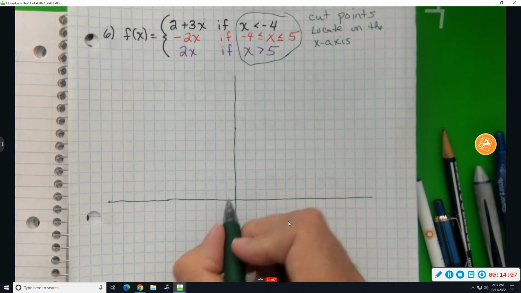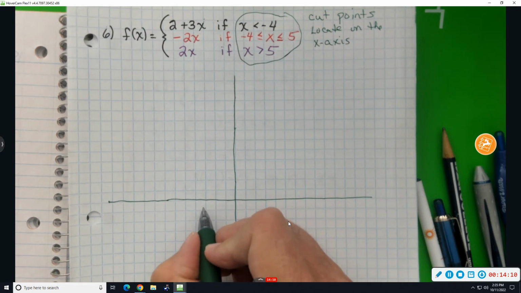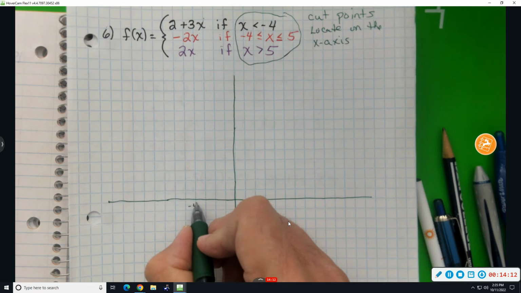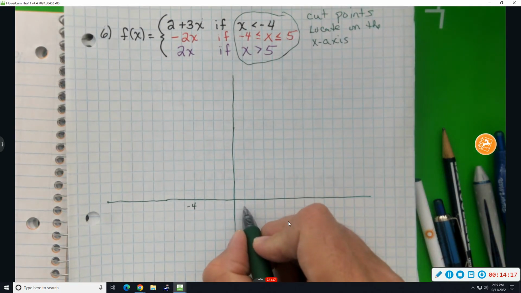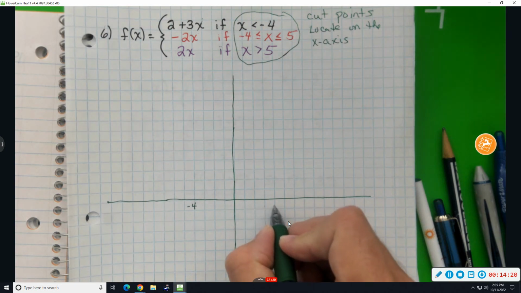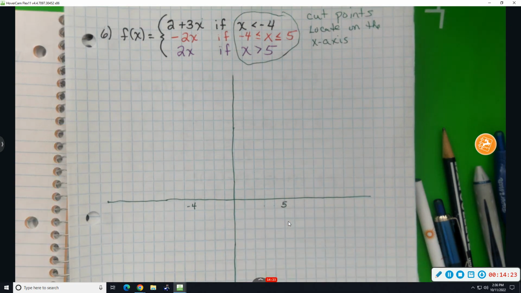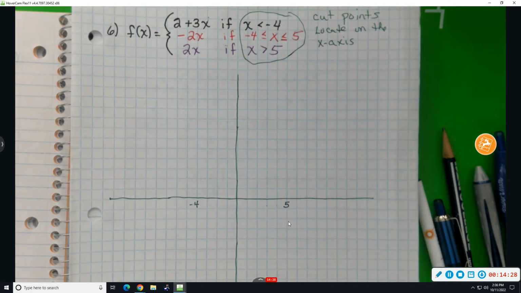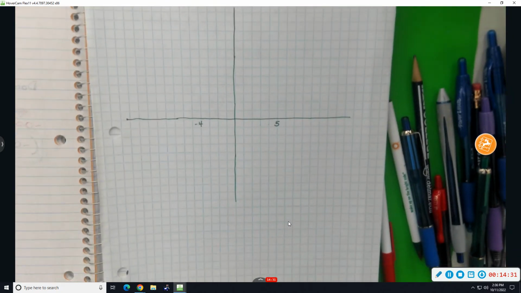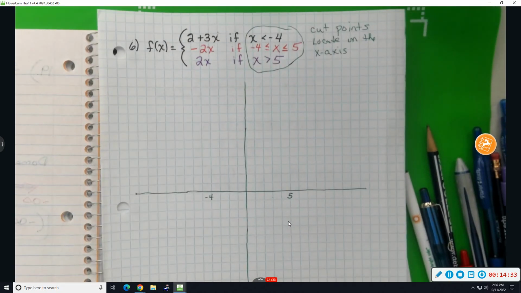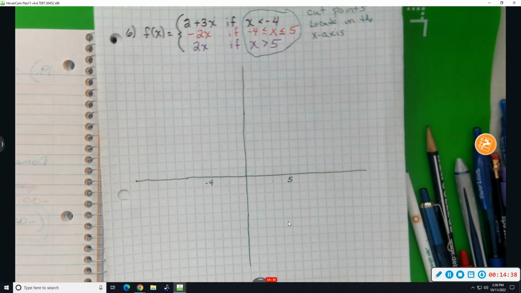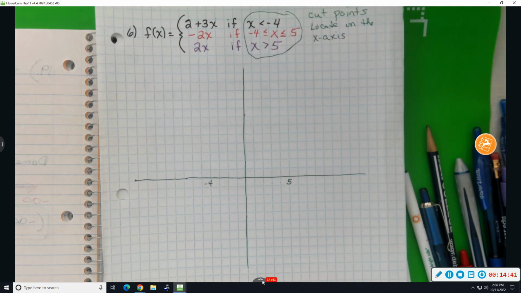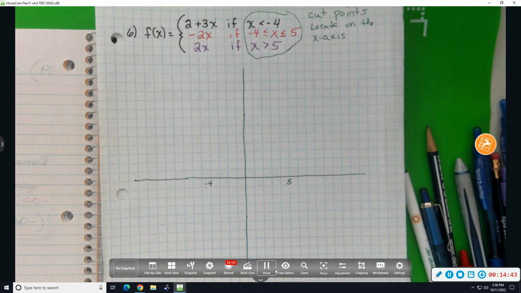Okay, I'm going to locate -4 on the x-axis. 1, 2, 3, 4, -4. And what other cut point do we have? A +5. 1, 2, 3, 4, 5. The x value can be any number in between and including -4 and 5. I've moved the camera. Let me refocus this.